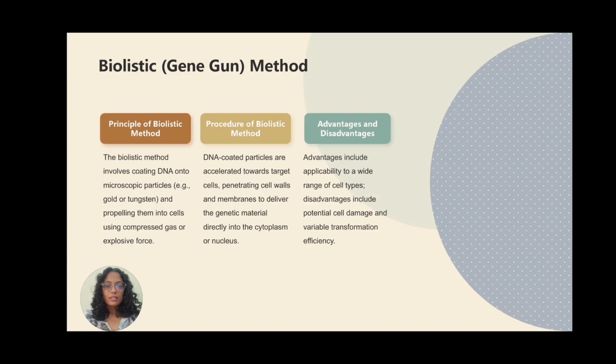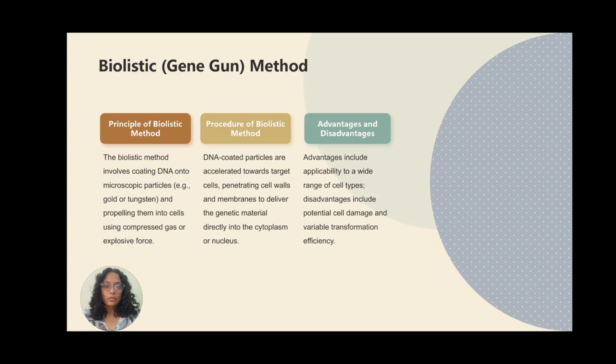So after ensuring this, the gene of interest is first precipitated upon the microprojectile particles, and then they are loaded into a machine which is referred to as the gene gun. The target cell is placed at a specific distance from the gene gun, and high-pressure compressed gas, which is usually helium, is used to shoot these microprojectile particles at the targeted cell. When shot, they pierce through the cell wall and the cell membrane of the host cell and enter into the cytoplasm.